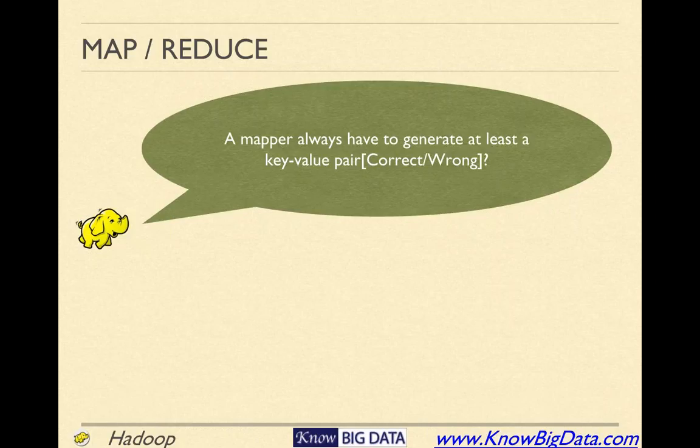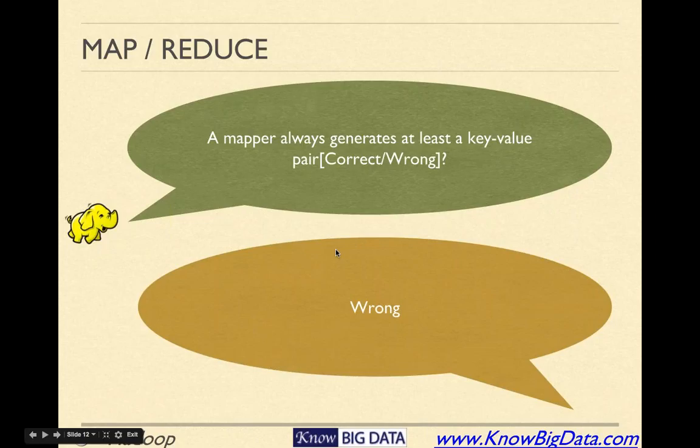Our mapper can choose not to generate a key value pair, can choose to generate 100 key values, or can choose to generate only a single key value. So it's a choice of our mapper. That's correct, Mahesh ji. Yes. All right. We can have logic to generate key values only for values which we are interested in. It's our call.